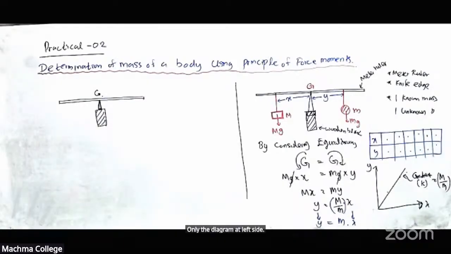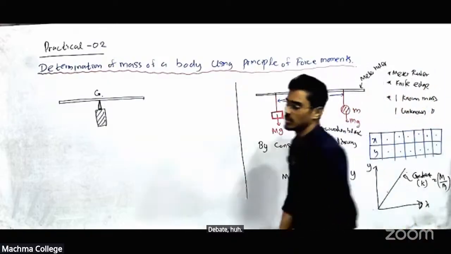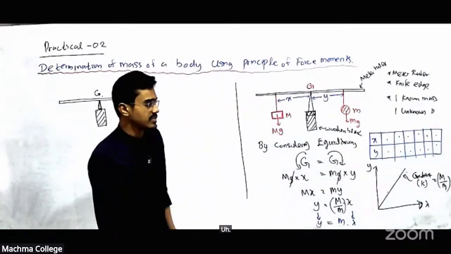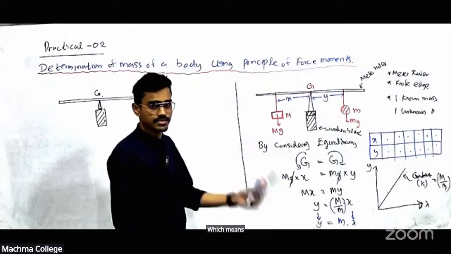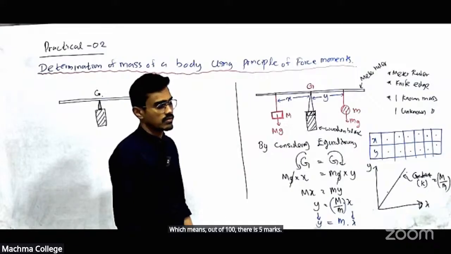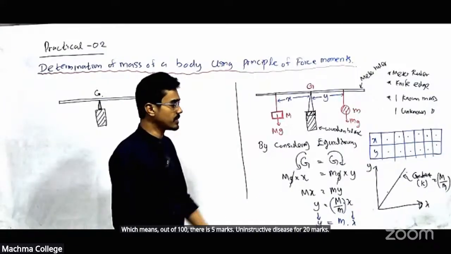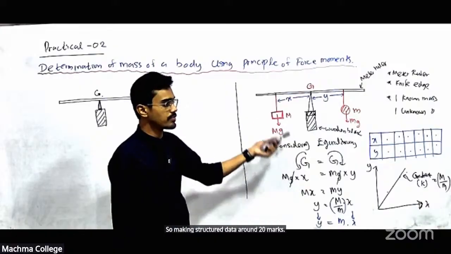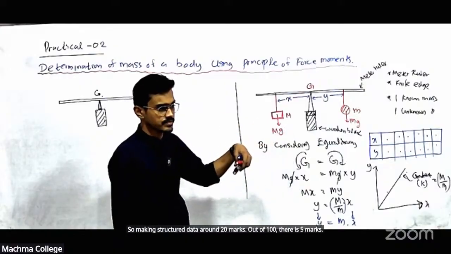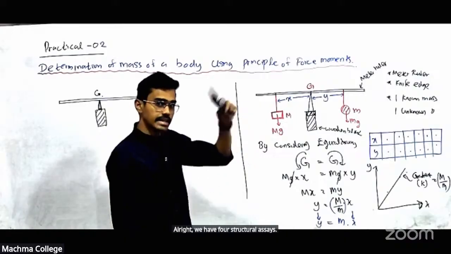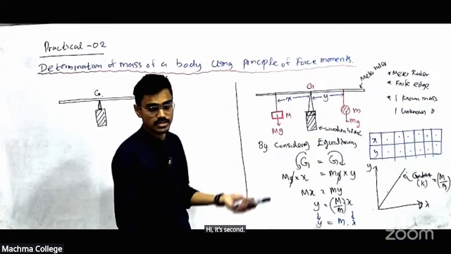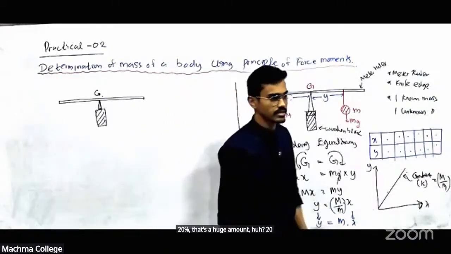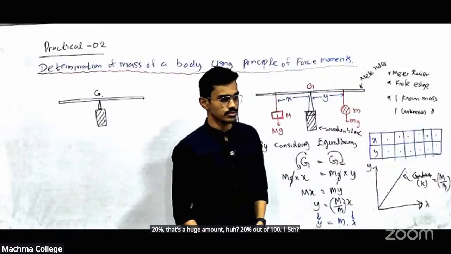The structured essay marks are divided. Our second paper marks will be divided by 4. So one structured essay carries 20 marks, which means out of 100 there is 5 marks. You have 4 structured essays, which means 80 altogether. When taken down to 100, that is 20. Structured essays are 20%. That's a huge amount, 1/5.